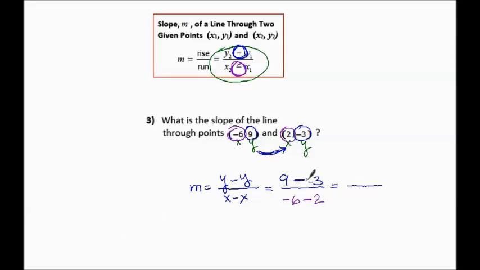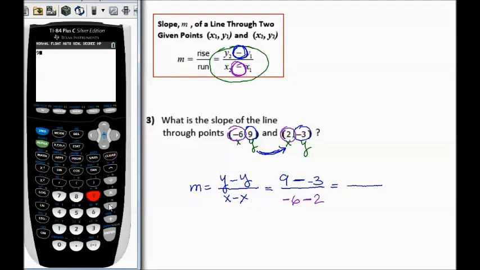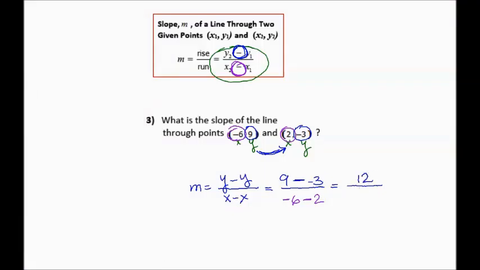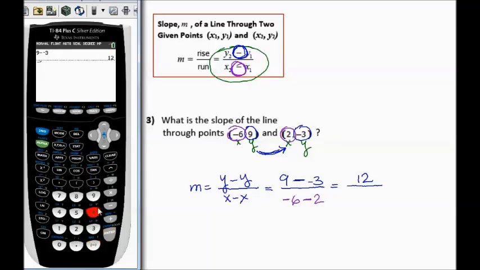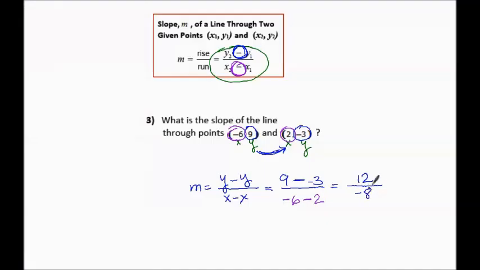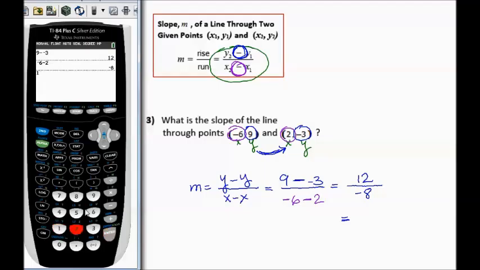So 9 minus negative 3 would be, and if you need the calculator for that you can do that, 9 minus negative 3, you get a 12. And then negative 6 minus 2, you get a negative 8, which you will then simplify in your calculator. You're going to put the 12 divided by the negative 8. You're going to get a decimal. Remember, you can do math, enter, enter, for the fully simplified fraction of negative 3 halves.